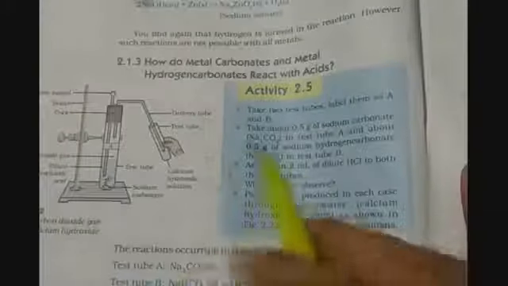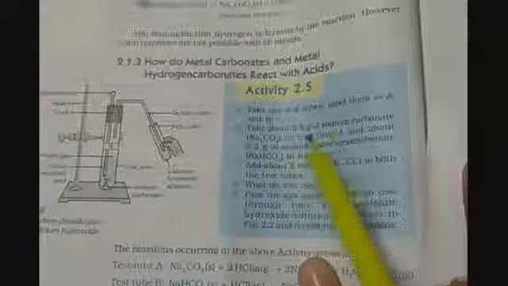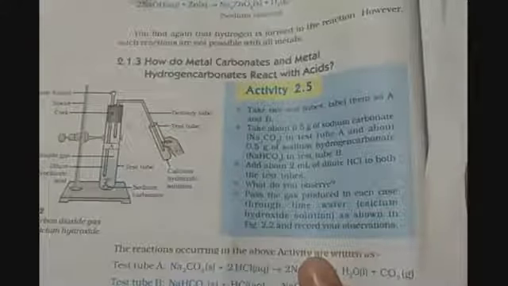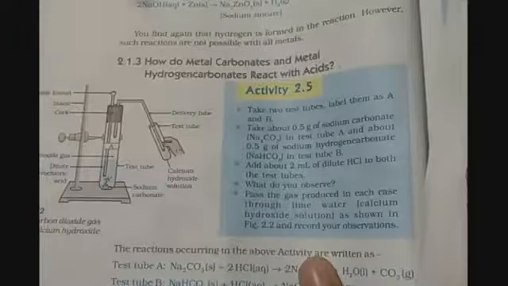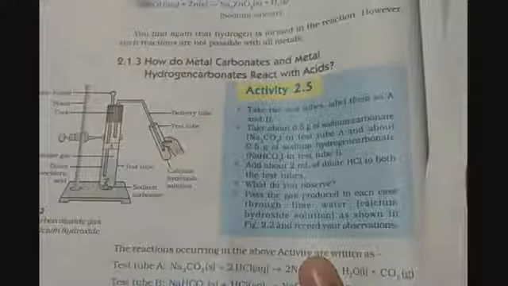So what we have to do: we have taken two test tubes, A and B, and we have added sodium carbonate as the metal carbonate and sodium hydrogen carbonate as the metal hydrogen carbonate in the two test tubes. Now we have added 2 ml of dilute hydrochloric acid to both the test tubes. Now we have to observe what is happening.